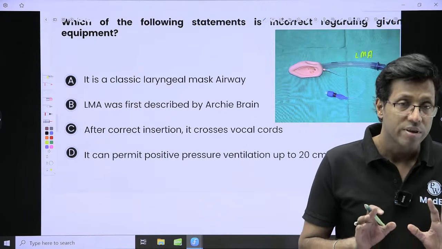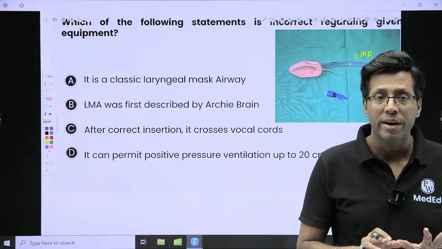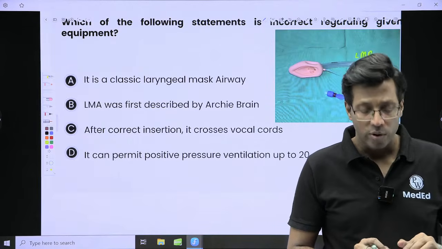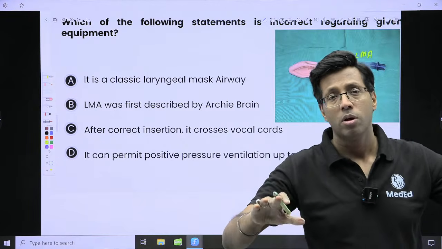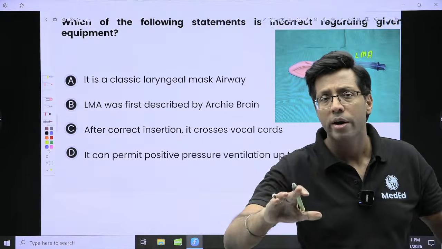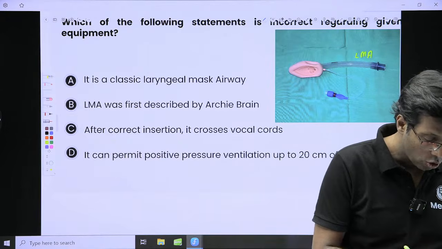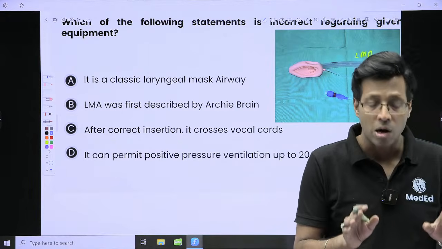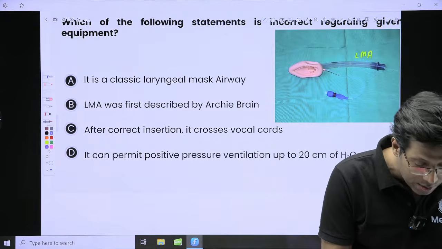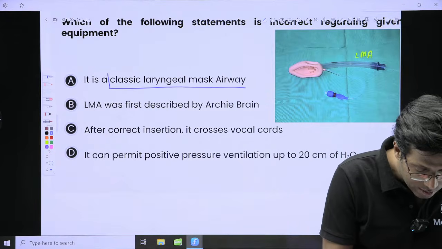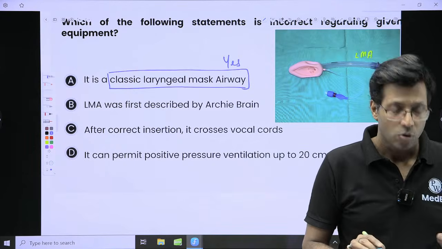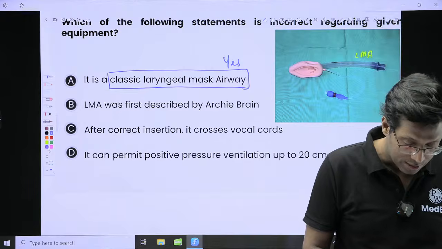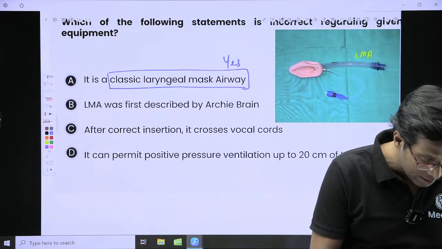Many times you might find a question like this coming in the exam and you will feel, oh, I don't know anything. As I said, calm down, don't panic and think what you already know. We'll see the options one by one, even if you don't know the answers, how to rule them out. Is it a classic laryngeal mask airway? Yes, you all know that this is true. Dr. Dhanush says C. Yes, Dr. Dhanush, correct. The correct answer here is C.